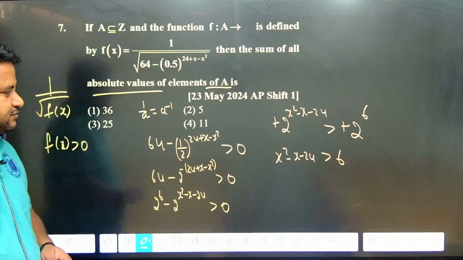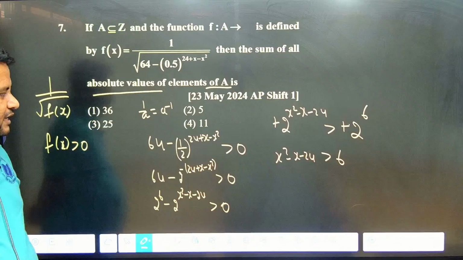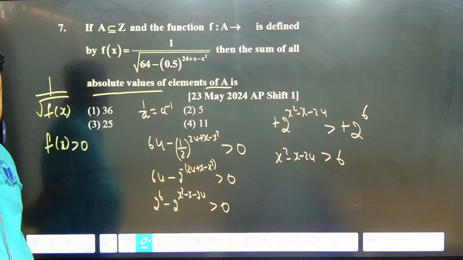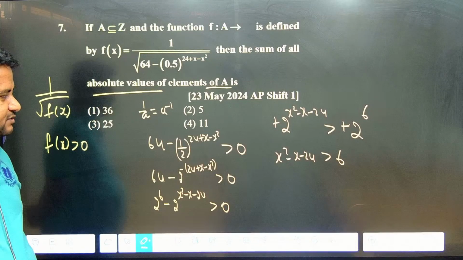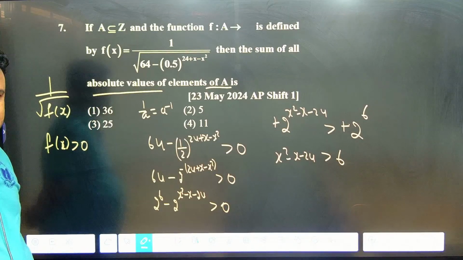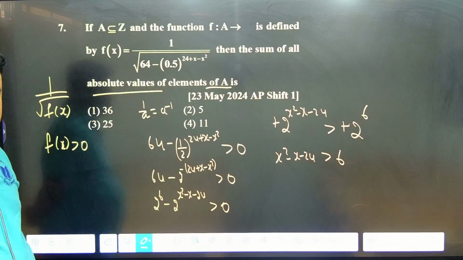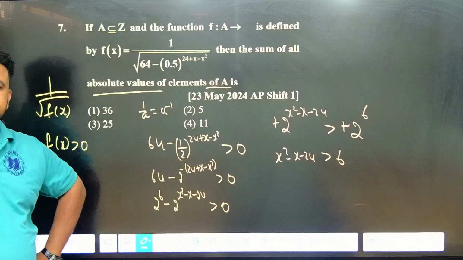what are the factors of x square minus x minus 24? I should get the product as 24 and the sum as minus 1. What can I do? Think correctly. X square minus x minus 24. So what are the factors we are having? What can we do?